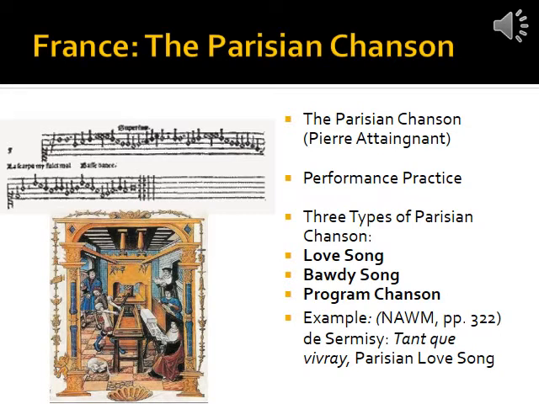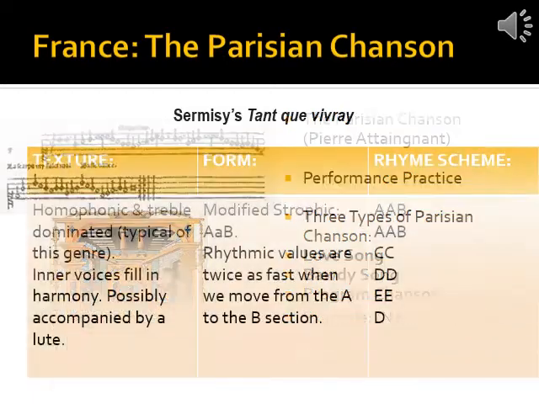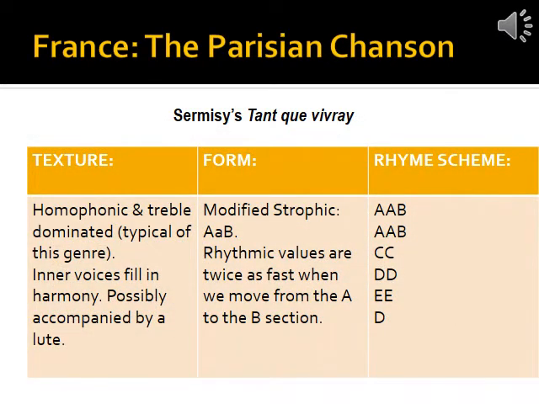So the example I'd like you guys to take a look at is in your Norton text on page 322. This is Claudin de Sermisy's Tant que vivrai. This is a Parisian love song, and I'll discuss a little bit more about it in the next slide. So on to discuss Sermisy's piece, Tant que vivrai. As you guys can see, I have a nice little chart here. You know, I like charts by now, about the texture, form, and the rhyme scheme.